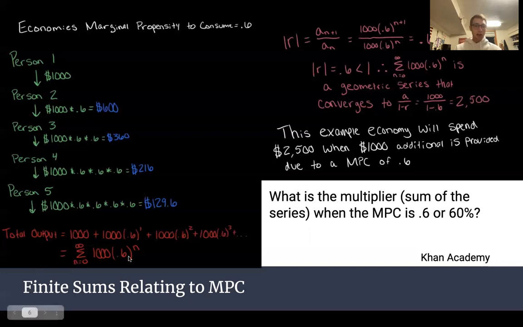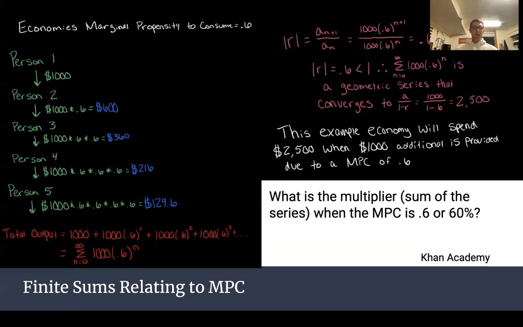So we can look at it as the total output for the economy would be 1,000 plus 1,000 times 0.6 to the first, plus 1,000 times 0.6 to the second, plus 1,000 times 0.6 to the third, and so on. And as we know, this is a geometric series that can be rewritten as the summation of n equals 0 to infinity of 1,000 times 0.6 to the n, with 1,000 being the initial term and 0.6 being the ratio.